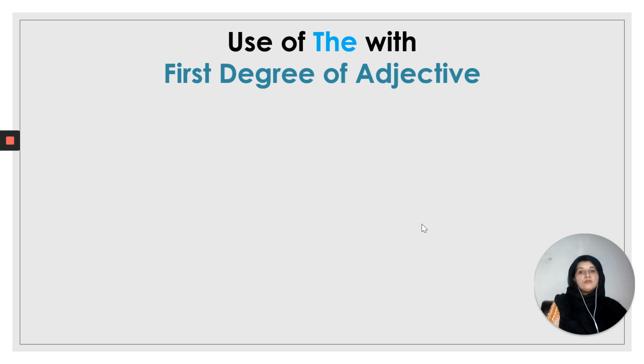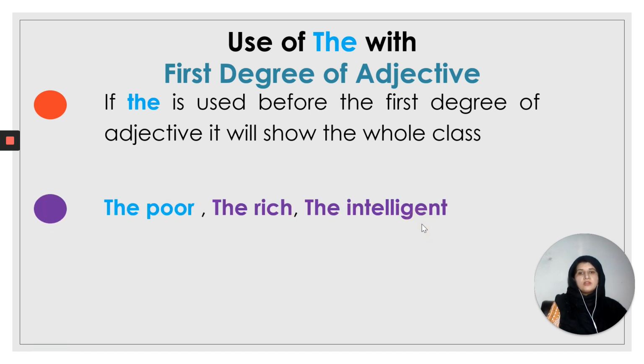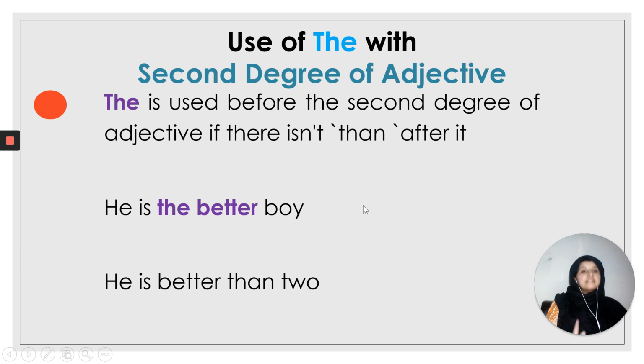Okay, use of the with the first degree of adjective. If the is used before the first degree of adjective, it will show the whole class, right? For example, the poor. अब ये सारी poor की class को show कर रहा है. The rich, all the rich. The intelligent, all the class of intelligent people, right? And second degree of adjective, the is used before the second degree of adjective if there is no than after it. अब देखें, he is the better boy. जब इसके बाद than नहीं होगा, हम इसको comparison नहीं कर रहे, तो इसके साथ the आएगा. हाँ, अगर second degree के बाद than आ जाए, तो तब हमने the use नहीं करना, right? Let's move.